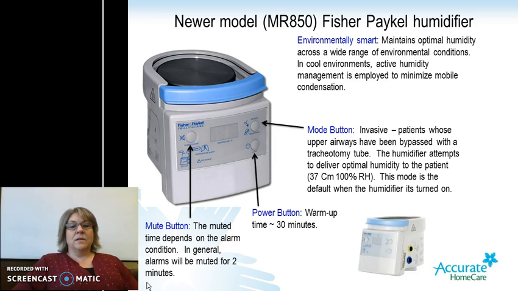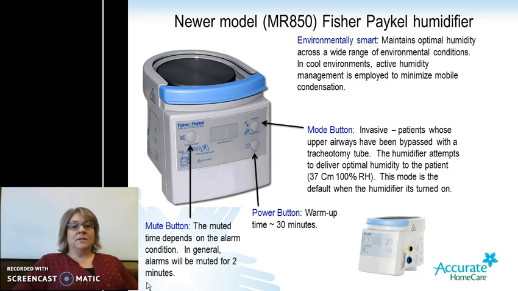The mode button we want to have set at invasive. Patients whose upper airways have been bypassed with a tracheotomy tube. The humidifier attempts to deliver optimal humidity to the patient, which is 37 degrees centigrade at 100% relative humidity. This mode is the default when the humidifier is turned on.